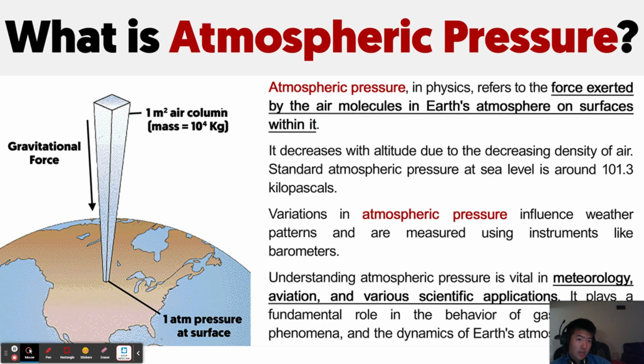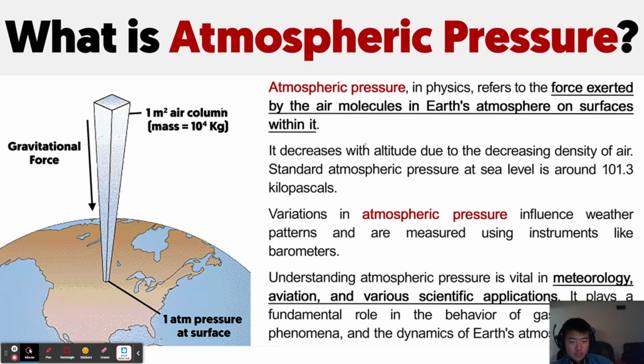So what is atmospheric pressure? Atmospheric pressure refers to the force exerted by the air molecules in Earth's atmosphere on surfaces within it. It decreases with altitude due to the decreasing density of air, and standard atmospheric pressure at sea level is around 101.3 kilopascals, which I have already said.